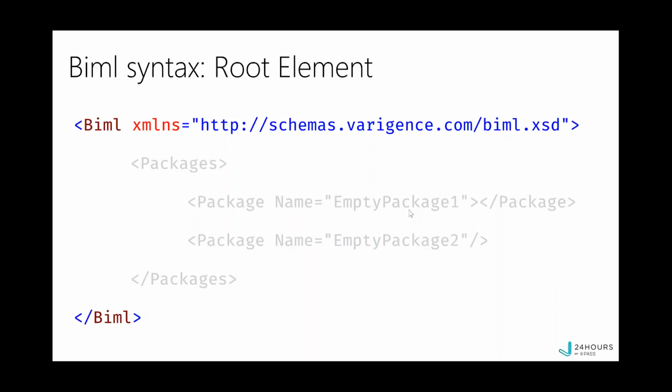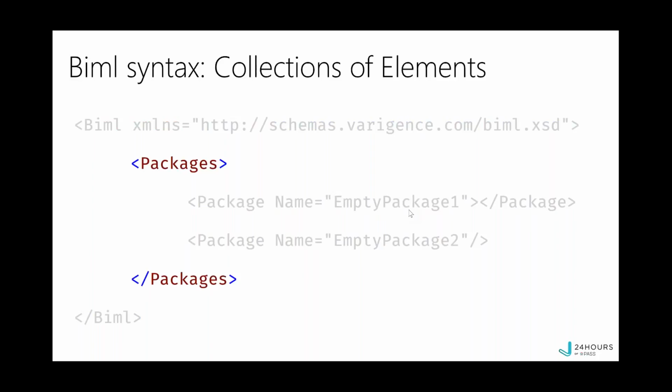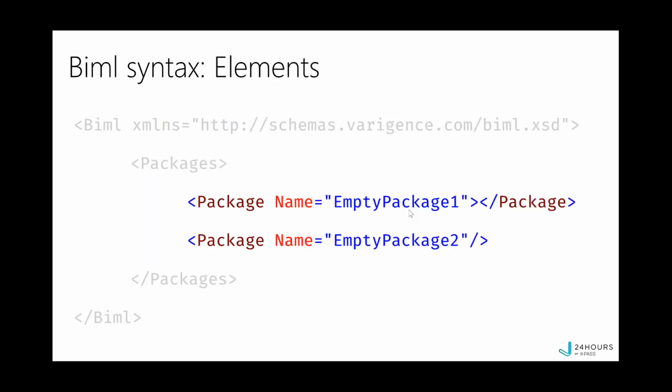So we start with the root element. This just says that this is a Biml file, and inside of our Biml file, we have different collections of elements. Your collections are the main objects that you work with in Biml, things like packages in this example. It could also be tables, databases, and so on. Inside of those collections, you have the individual elements. In this case, we're creating two SSIS packages, and these elements can have attributes.